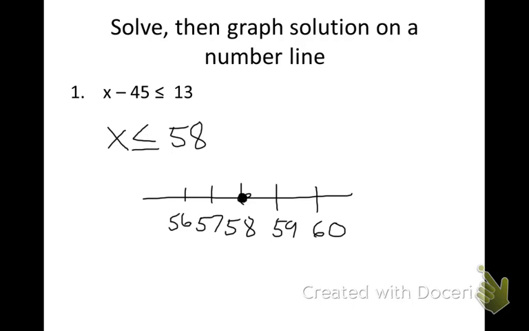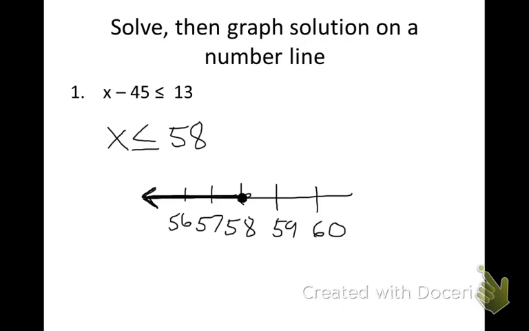Well, obviously they're going to be to the left here. So I'm going to shade this direction, and I like to darken the line a little bit, and then I'm going to put an arrow, meaning that my value for x is going to be somewhere to the left of 58. It could be really far down that direction, or it could be fairly close.